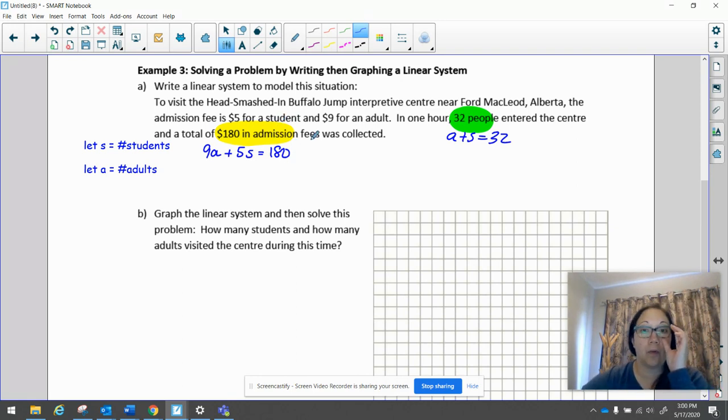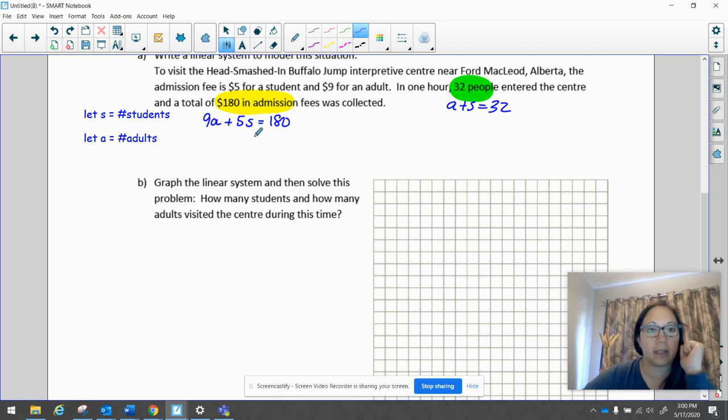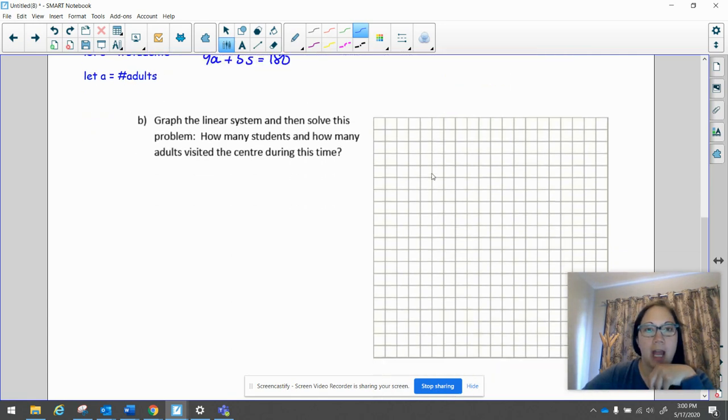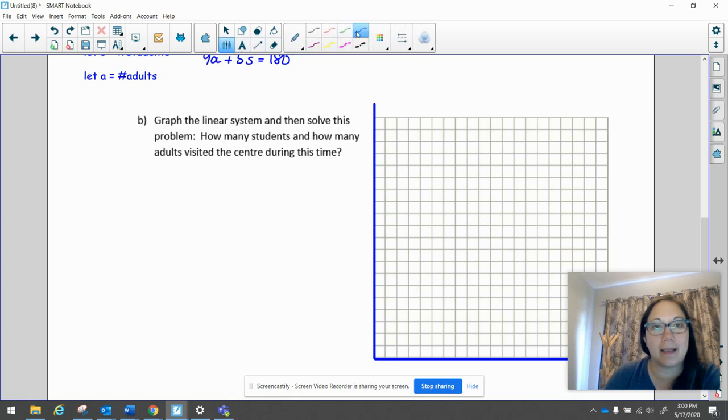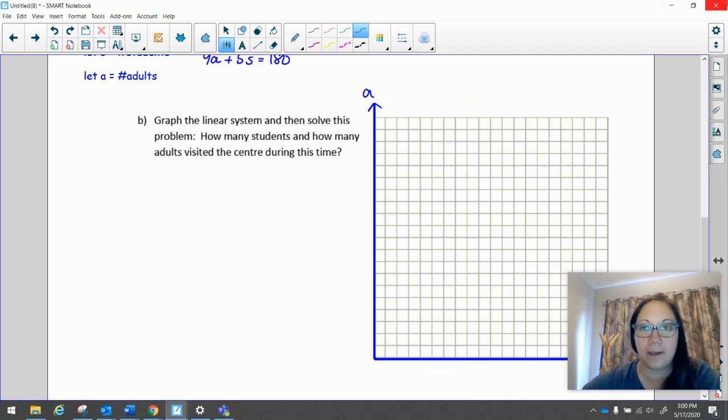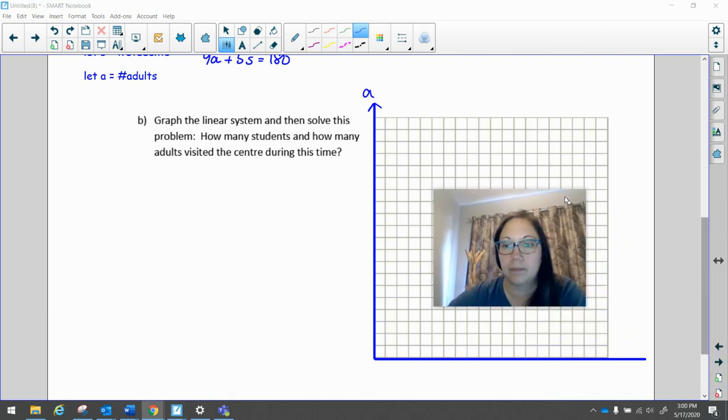So we have to decide when we graph this. So there's our system. We got 2 equations. We're on to part B now, where we're going to graph them and then solve it. We need to decide which of these variables we're going to put on which axis. And so I'm going to draw a few lines here to emphasize our axes. And I'm going to choose to put A on the y-axis and S on the x-axis. It doesn't really matter which one you put where, unless it specifically tells you to put something specific somewhere.